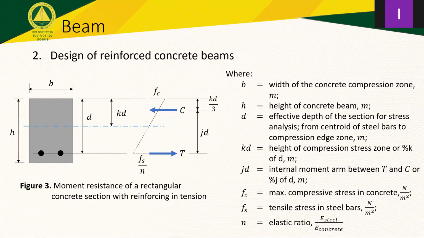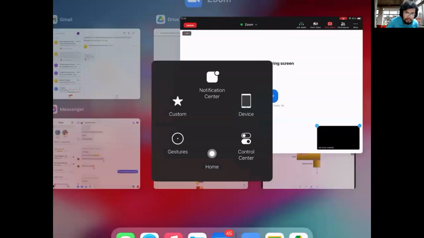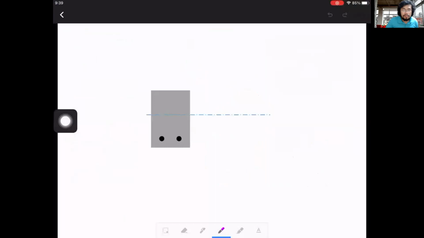All right, so I'm already back to my other screen, and we have here a cross section of the beam I've already shown a while ago, specified with the dimensions and configurations of the solution to a design of a reinforced concrete beam.